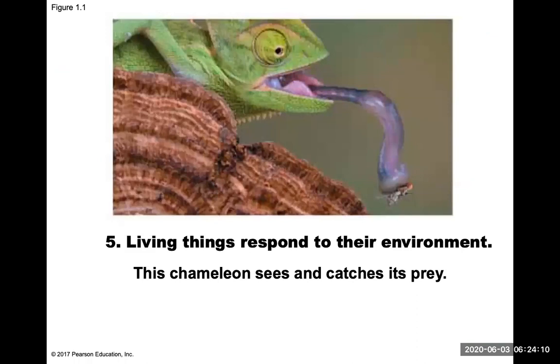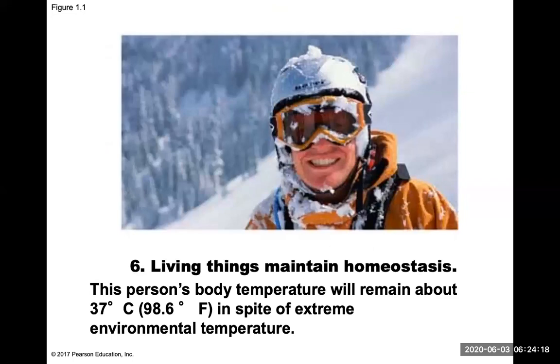Living things respond to their environment. You can see how this chameleon, it's a pretty cool picture, is catching its prey with its extremely long tongue. This is the homeostasis one. Our body temperature always remains about 37 degrees Celsius. That's normal body temperature, 98.6 if we're in Fahrenheit, in spite of any extreme in temperature.